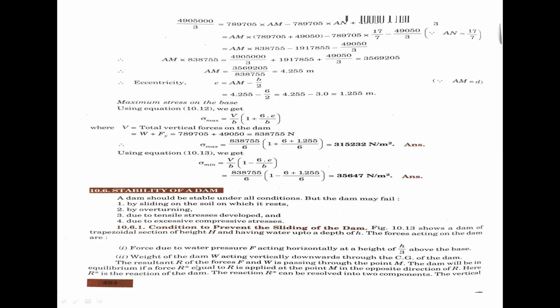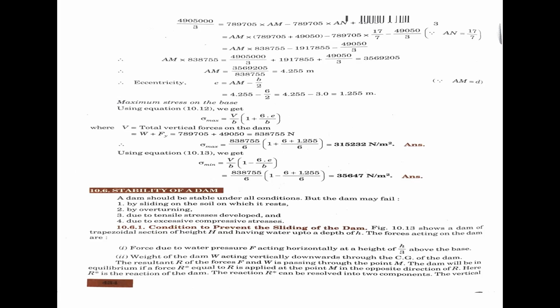The resultant capital R of the forces capital F and capital W passes through the point capital M. The dam will be in equilibrium. In equilibrium, a force capital R is applied at the point capital M in the opposite direction of capital R. Here, capital R is the reaction of the dam. The reaction capital R can be resolved into two components. See the two components in the diagram: capital W, capital R and capital M.